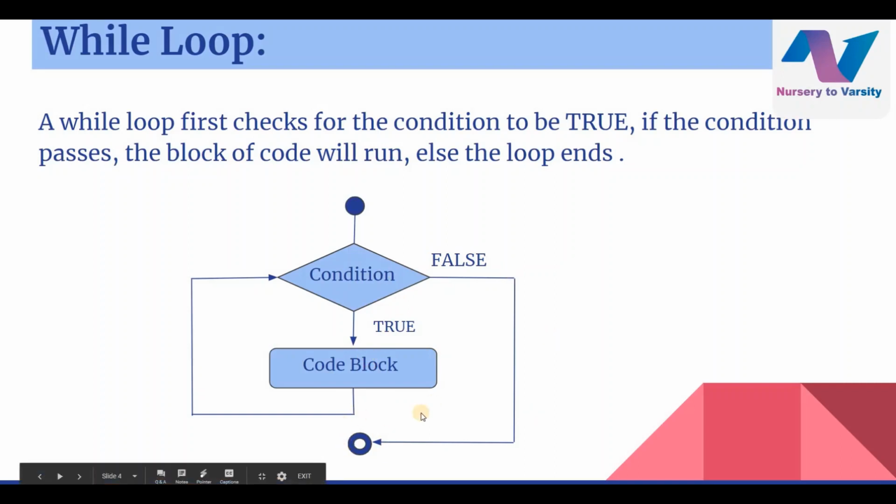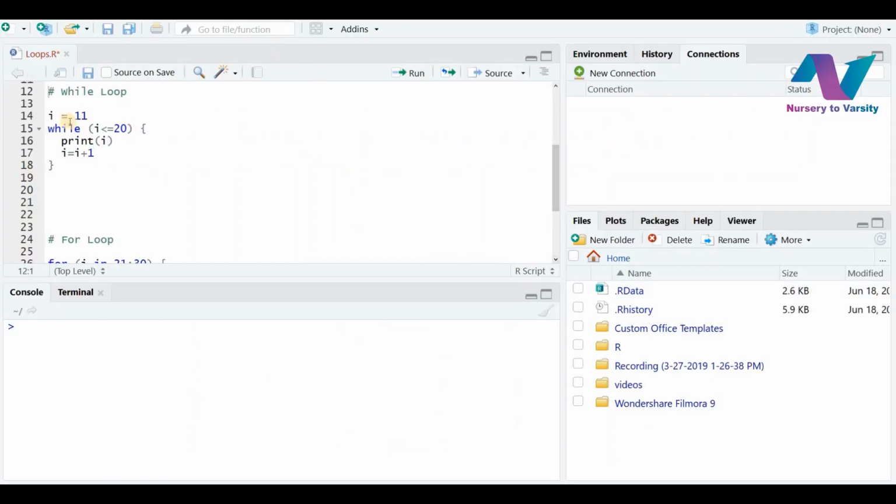So we will see how it works in RStudio. So we have a while loop here and we have a variable named i, and we are assigning the value 11 to this variable. And in the while loop we already have a condition, that is if i is less than or equal to 20. So till the time i is less than or equal to 20, this will keep on printing i, and we have incremented the value of i over here, right? And when the value of i is greater than 20, it will come out of the loop.